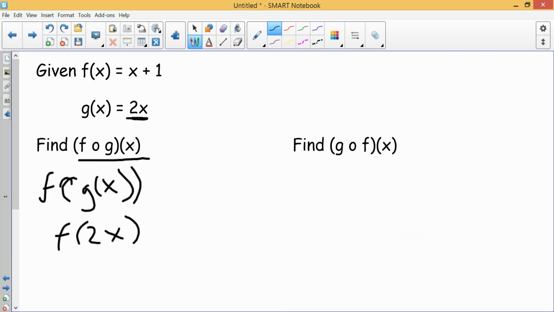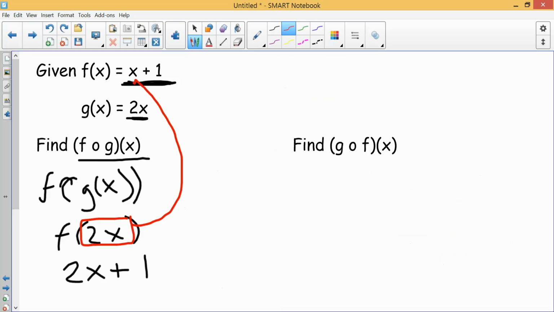So now, if f of x is equal to x plus 1, and I want to find the value of 2x of that, I would write it as 2x plus 1. And for that, I'm simply just doing the substitution. I'm taking this 2x value and plugging it in wherever I had an x in my f of x function.